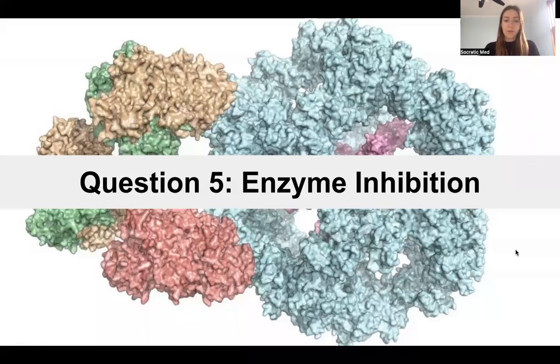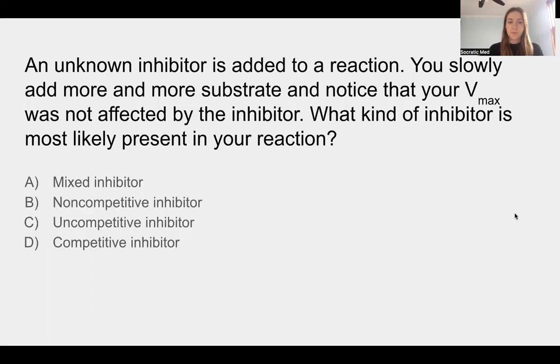Question 5, we're going to talk a little bit about enzyme inhibition. An unknown inhibitor is added to a reaction. You slowly add more and more substrate and notice that your Vmax was not affected by the inhibitor. What kind of inhibitor is most likely present in your reaction? Take a minute here, pause the video, and try to answer this question.